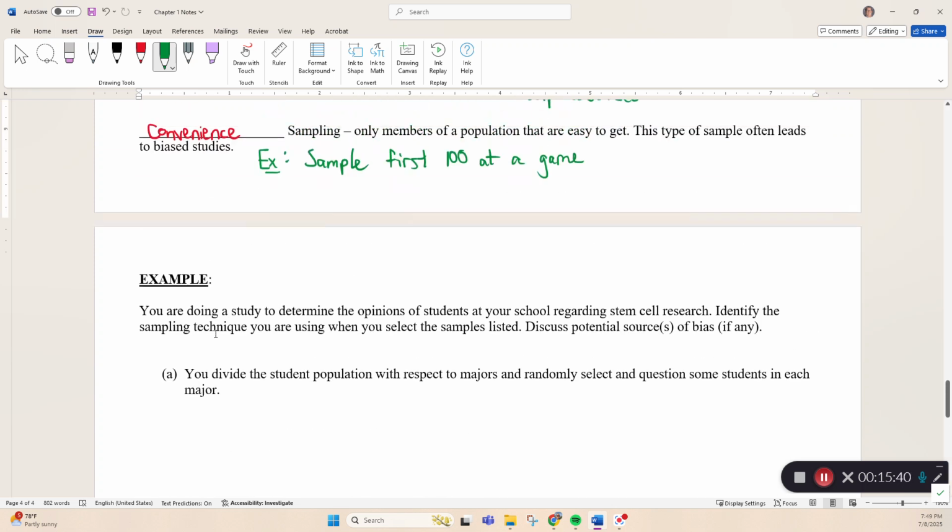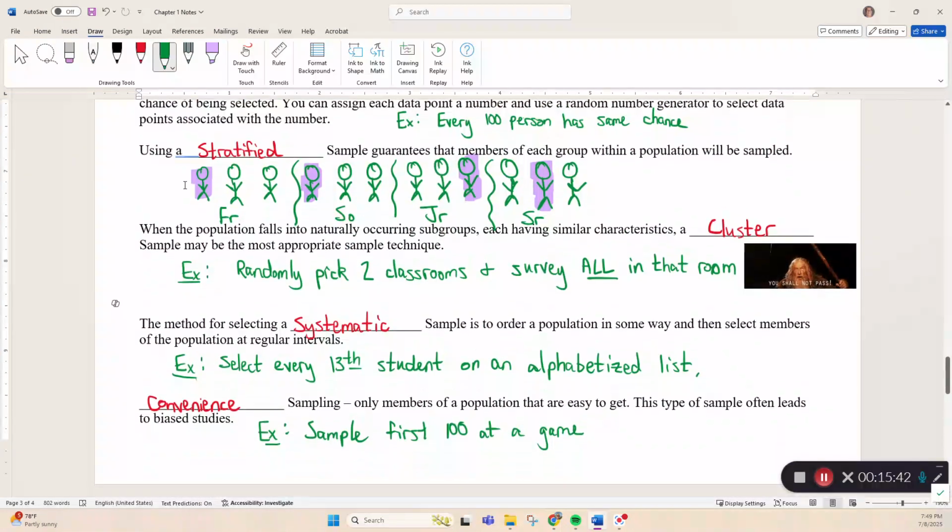Hang on, before we do this, I left something off that might help us here. Stratified and clustered sound very similar. So the way I remember them, stratified, we got some students from all groups. So just stratified, remember some from all.